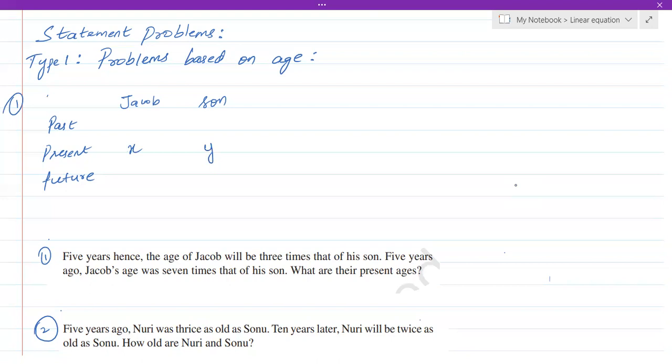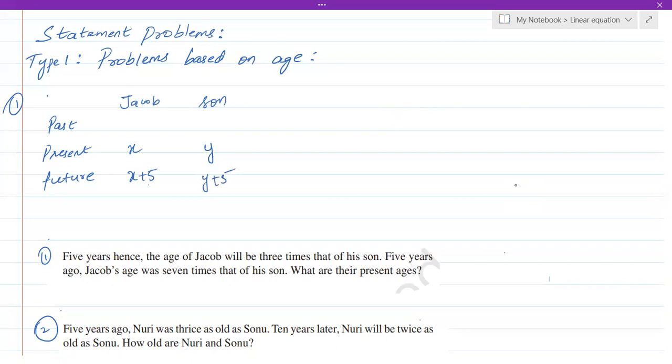Now Jacob's age is X. In the future, after 5 years, his age will be what? X plus 5, isn't it? Suppose your age is 15. After 5 years, it will be 20. So what did we do? We just added 5 to it. The same logic. Jacob's age is X; after 5 years, his age will become X plus 5. His son's age is Y; after 5 years, it will become Y plus 5.